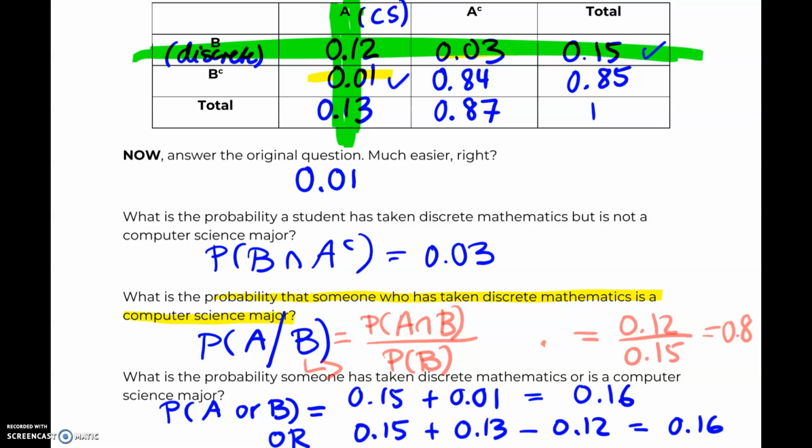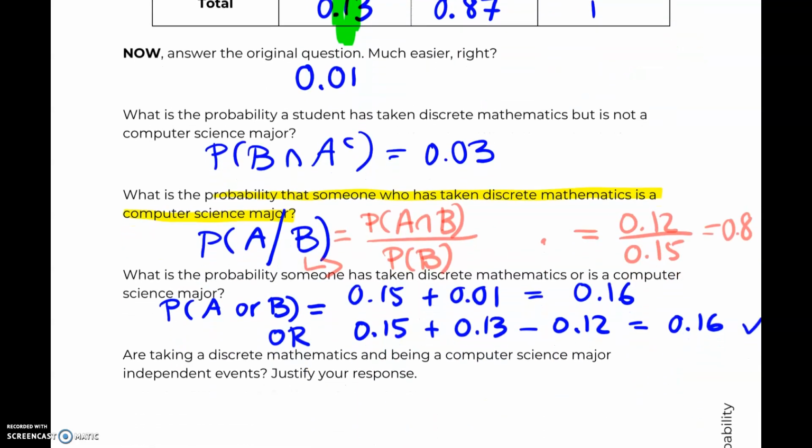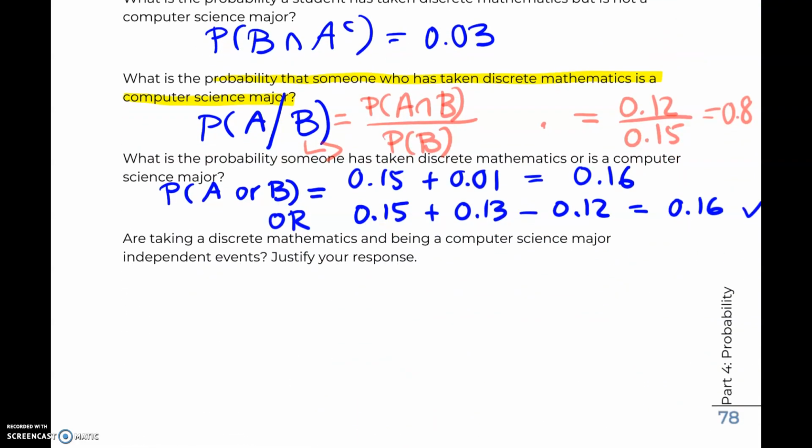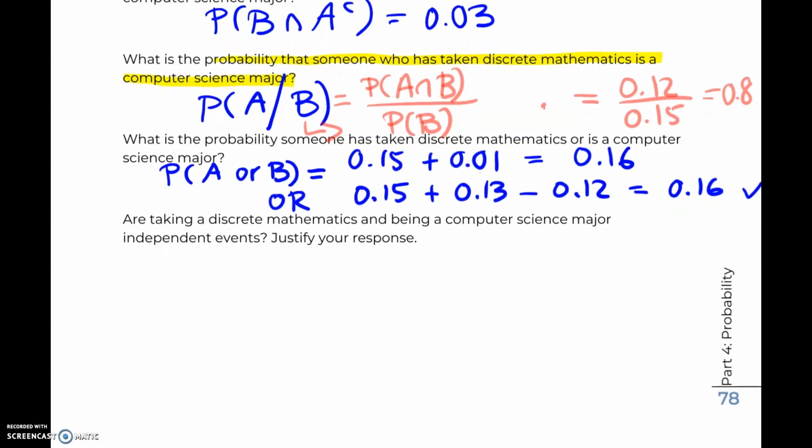Using that probability formula, the addition rule, in the second way over here, or if I wanted to just intuitively use the table, I can do that as well. So "or" probability always indicates that we're adding together. And then the last question over here is asking whether discrete math and being a computer science major are independent events. There are two ways for us to check that.